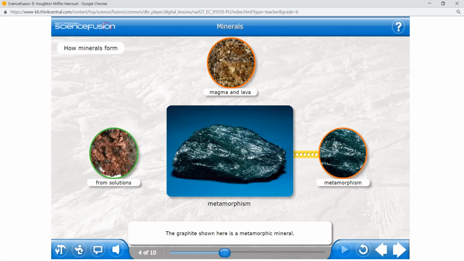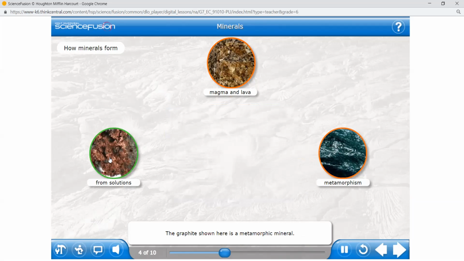Graphite is not actually metamorphic at first. Later, it became a metamorphic mineral by applying a lot of heat and high pressure.